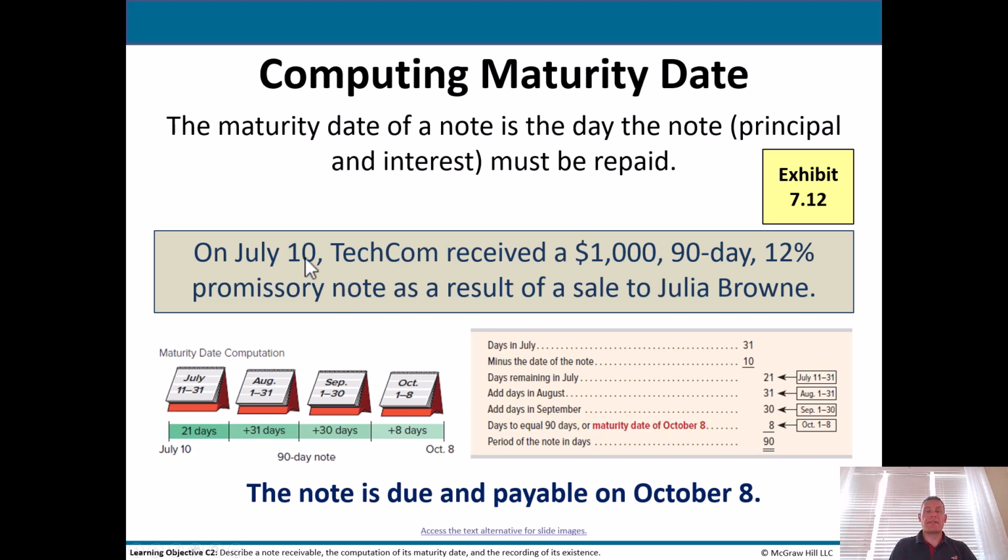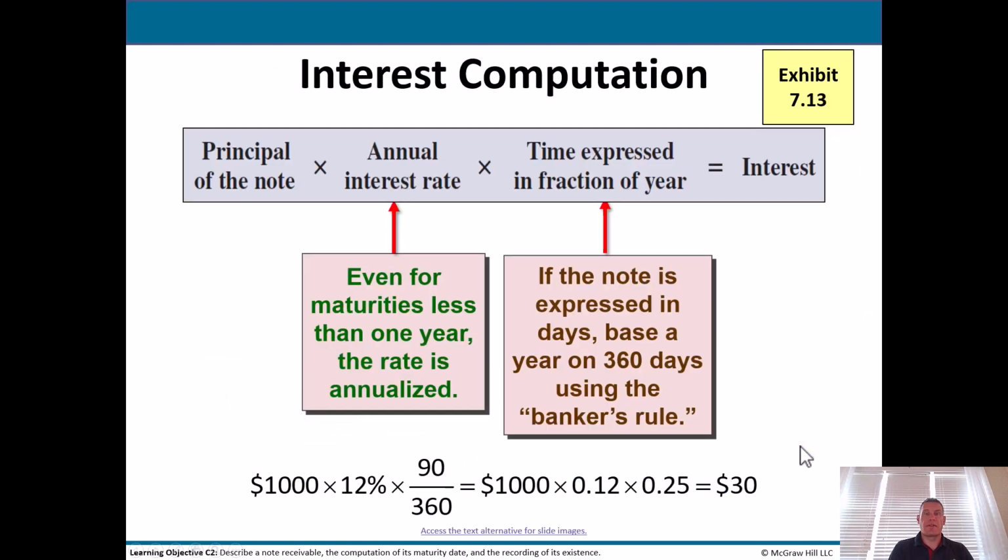So it says on July 10, TechCom received a $1,000 90-day 12% promissory note as a result of a sale to Julia Brown. What we're doing down here is basically figuring out what is 90 days from July 10th. We just add up all the days and then we end up at October the 8th. So the maturity date, the date the interest and principal are due, is October the 8th. The interest computation is always this.